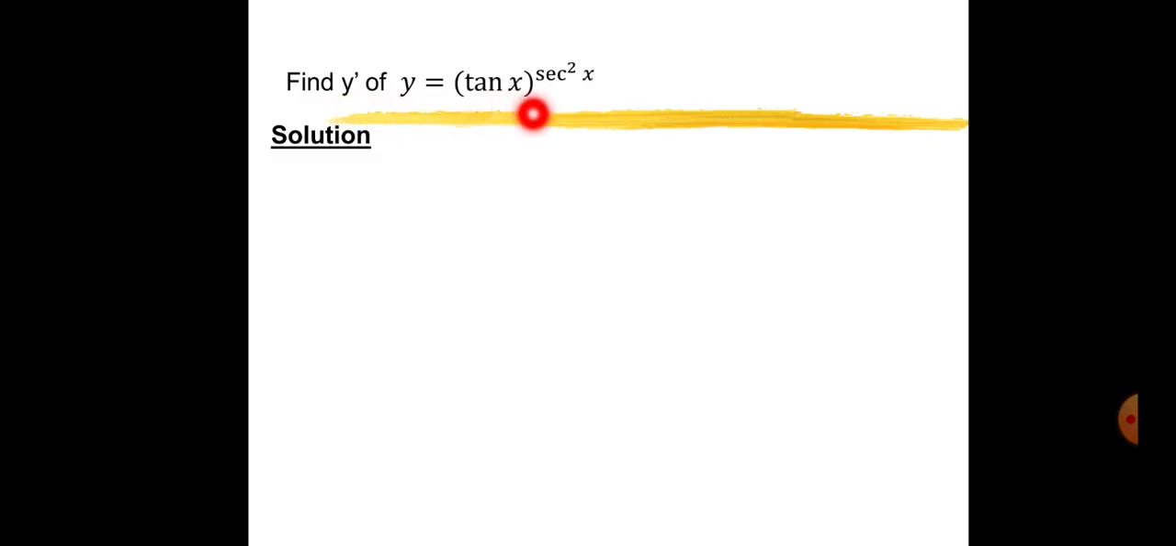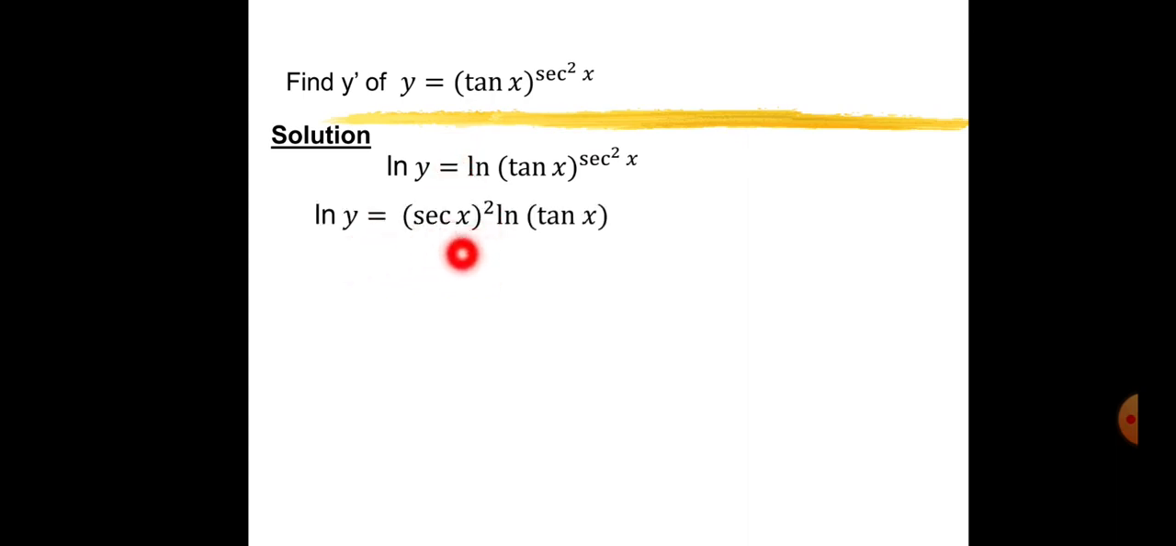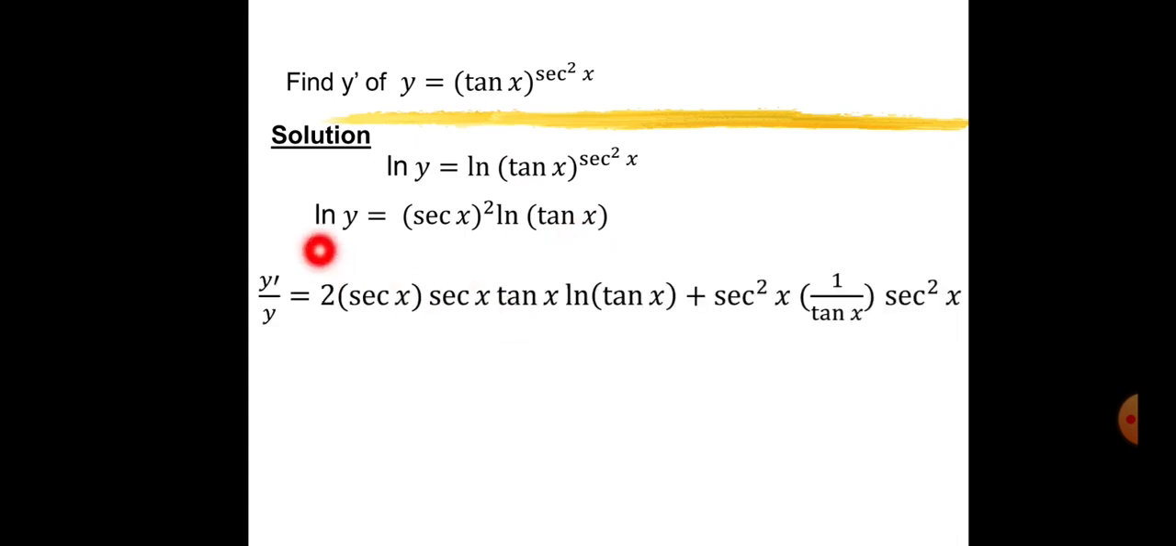So we apply ln to both sides. From the properties of ln, this power can be dropped down, so ln y equals sec squared x times ln 10x, putting the power in front of the ln. Sec squared x can be written as sec x all squared. Now find the derivative. The derivative of ln y is y prime over y, and we have here a product of two functions, sec squared x and ln 10x.